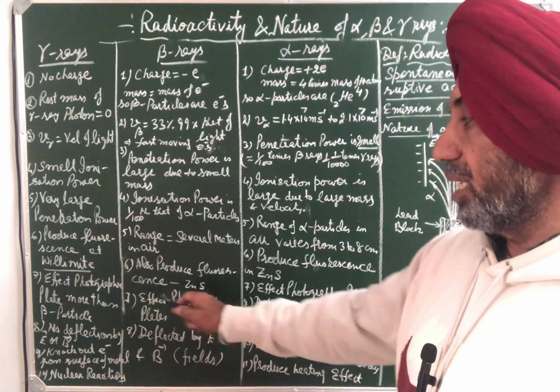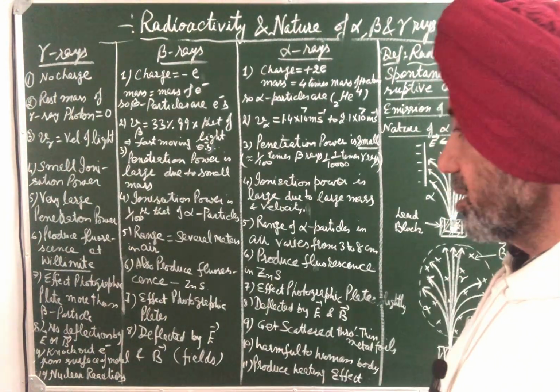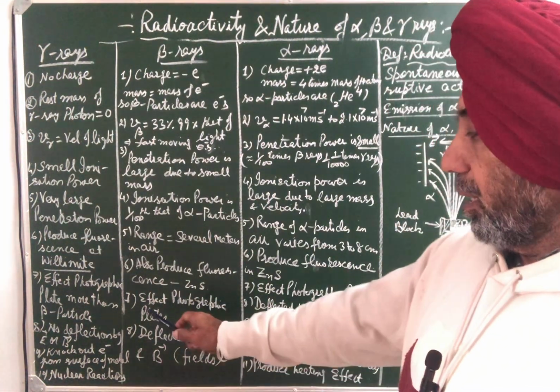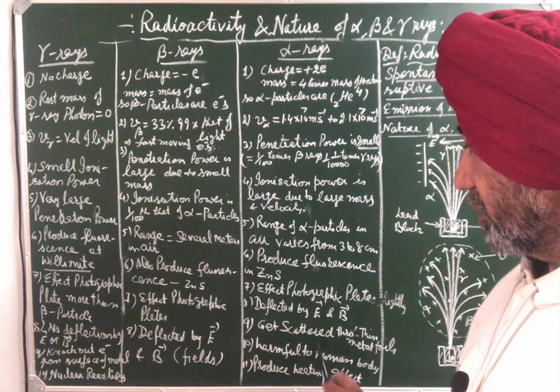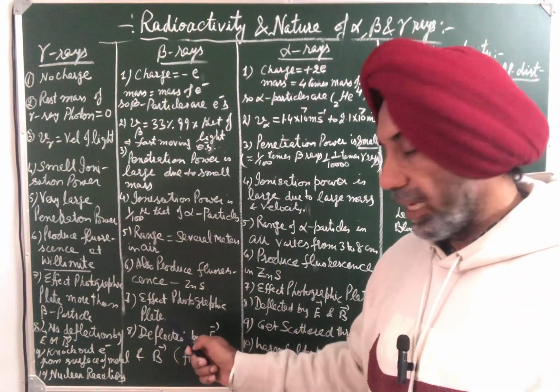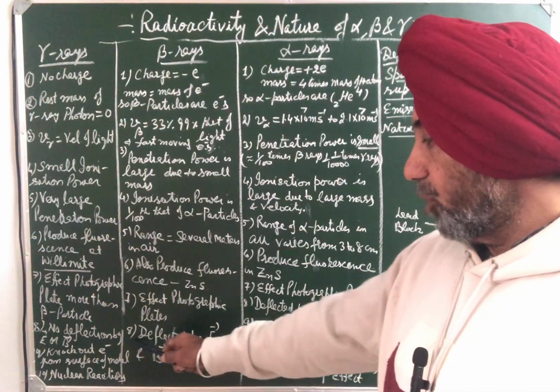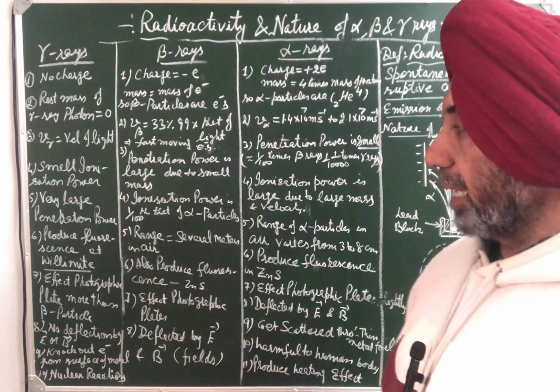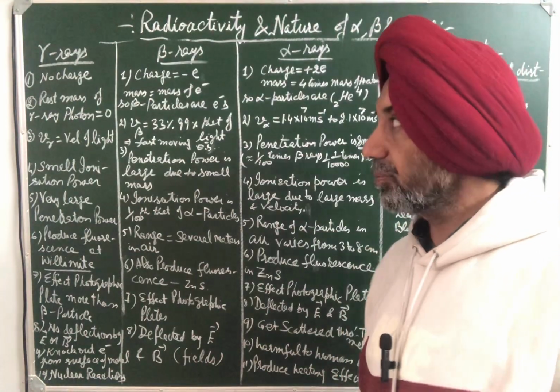They also produce fluorescence in substances like zinc sulfide and barium platinocyanide. They also affect photograph plates, and the effect is more as compared to alpha particles. They are also deflected by electric and magnetic fields. So these are the main characteristics of beta rays.